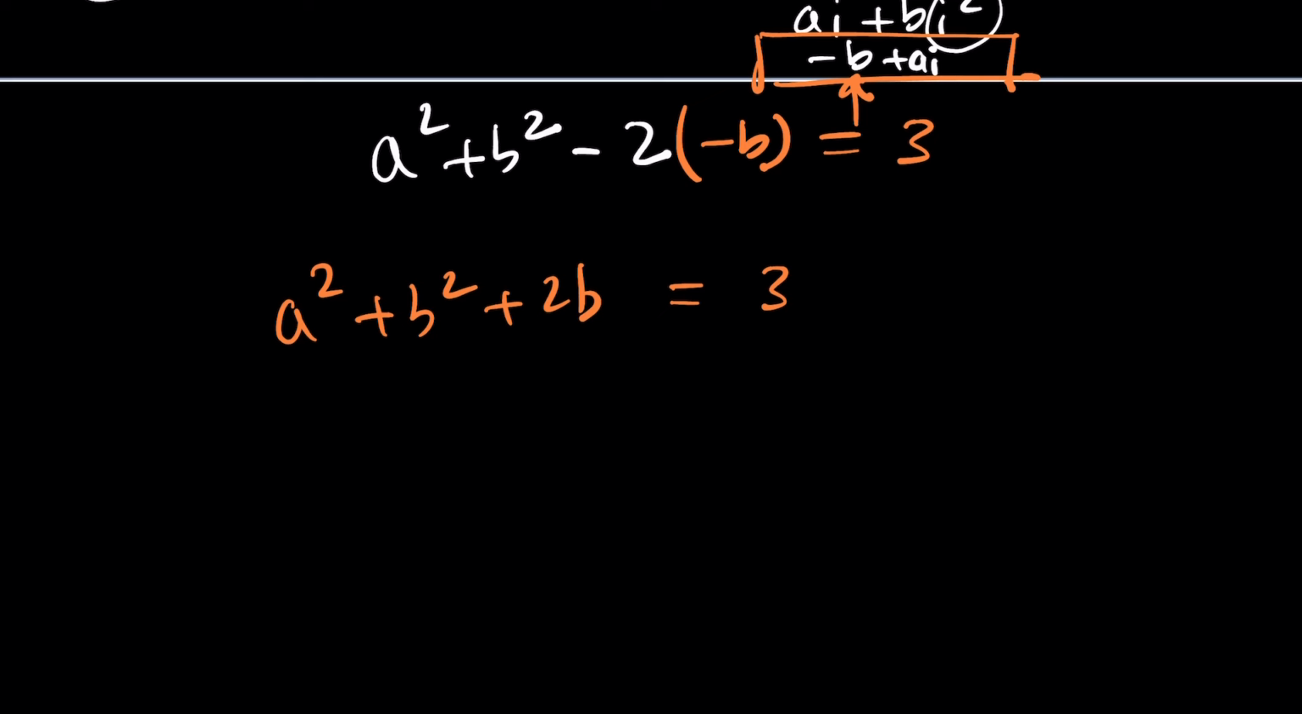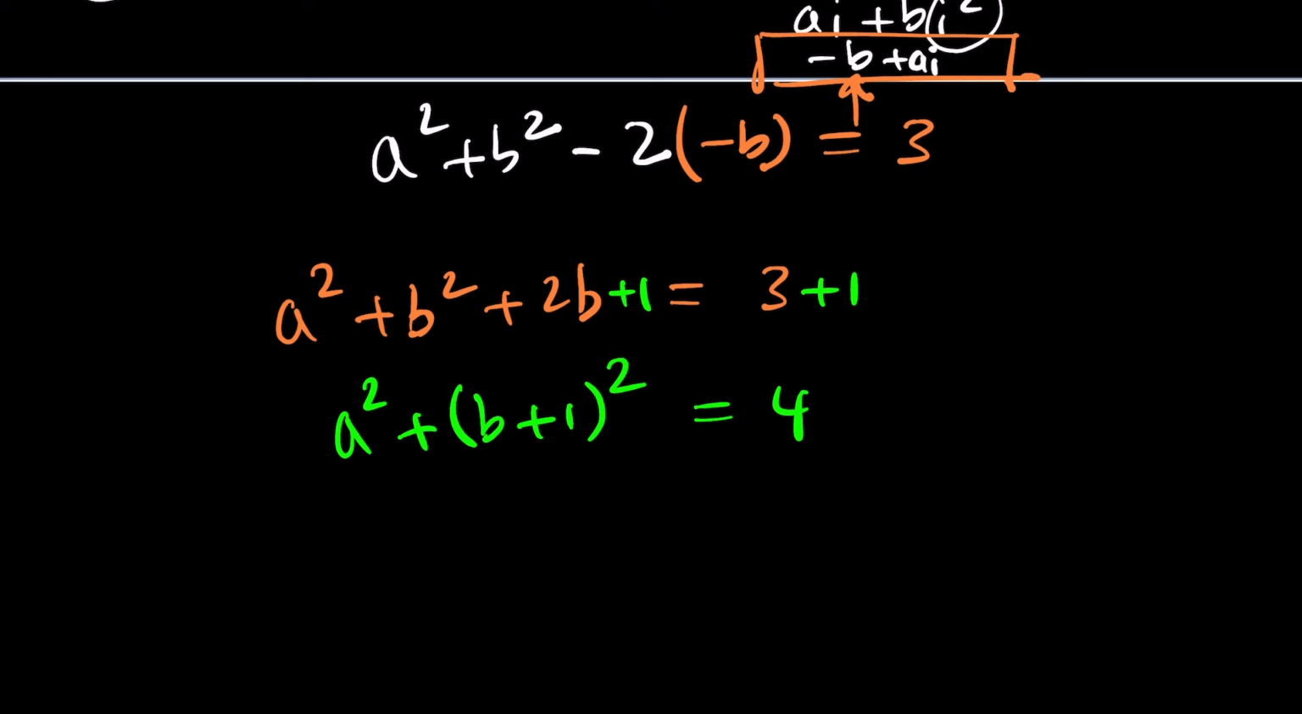So, completing the square came up again. Isn't that nice? Now, let's go ahead and add 1 to both sides. And this gives us A squared plus B plus 1 quantity squared equals 4. What does that remind you? Maybe it doesn't remind you anything. You know why? Because this is like a locus problem, and we'll talk about what that means later.